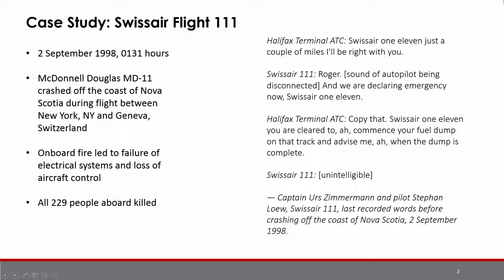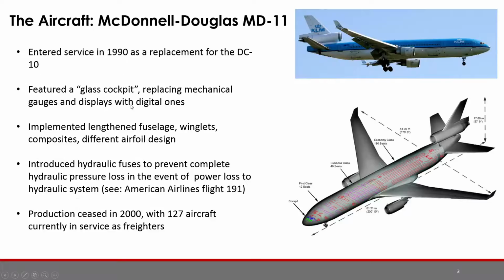On the right-hand side here, you can see the last words of the cockpit pilots and the air traffic control. Now, if you look over at the aircraft, a McDonnell Douglas MD-11 shown here on the right, which, side note, I don't know why KLM thought it was a good idea to paint an aircraft light blue and white when it's going in the sky, but that's a topic for another day. It entered service in 1990 as a replacement to the DC-10.